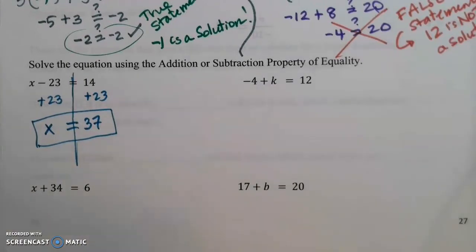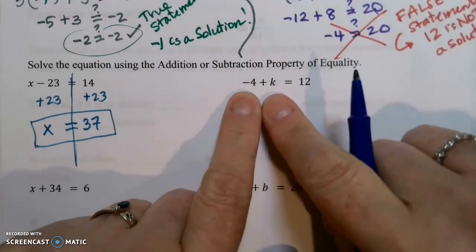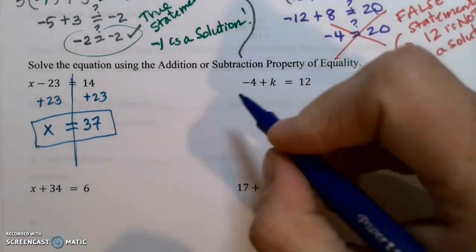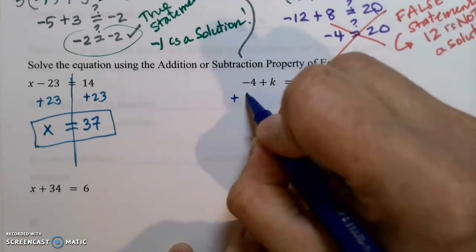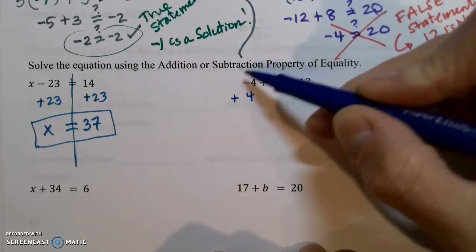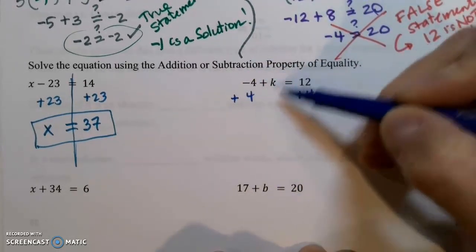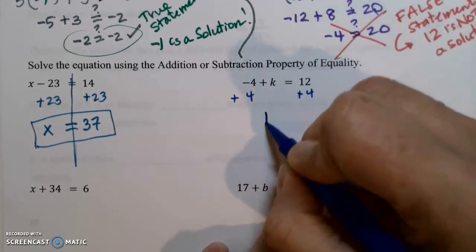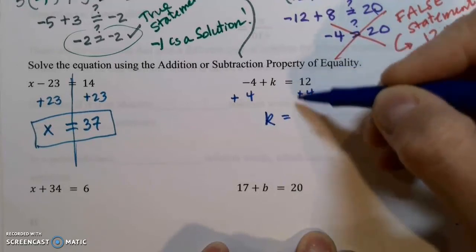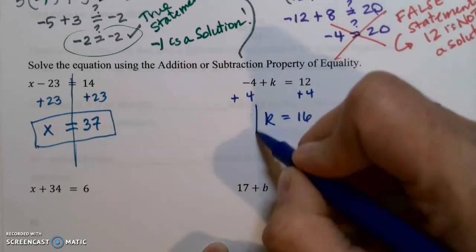So the next one I am going to look at is on the right here. If I have a -4 here, I am going to want to add a +4. The reason we do that is that then it becomes 0, so that I just get k by itself over here. So k is on the left side of the equation, and over on the right, we will have 16.